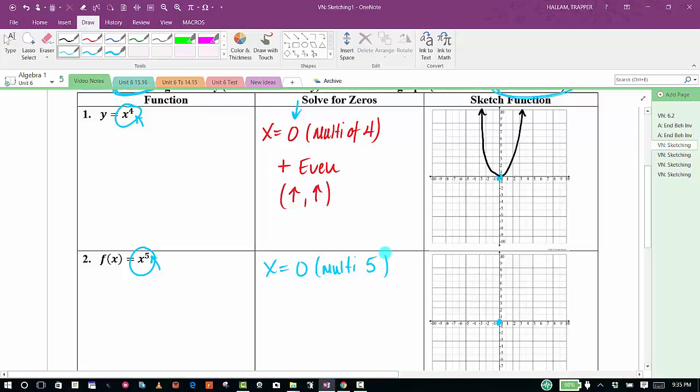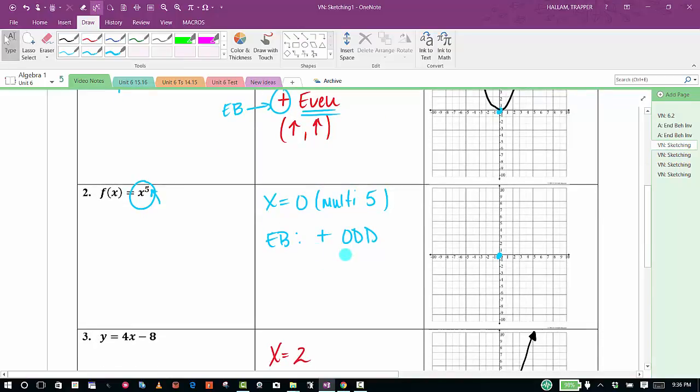So now that we've got our multiplicity, let's talk end behavior. End behavior is looking at the leading coefficient. Since there's only one term in both of these polynomials, the leading coefficient for this is positive, and it happens to be a degree of 4, which makes it even. For this particular one, the end behavior, I'm using EB for end behavior, is going to be positive, but it's going to be odd. Now, we have a little pattern that we did in our investigation, and we know that if it's positive and odd, it starts low and ends high.